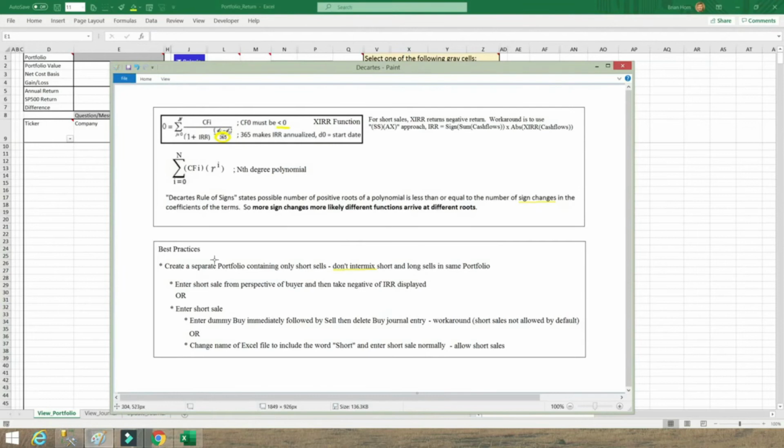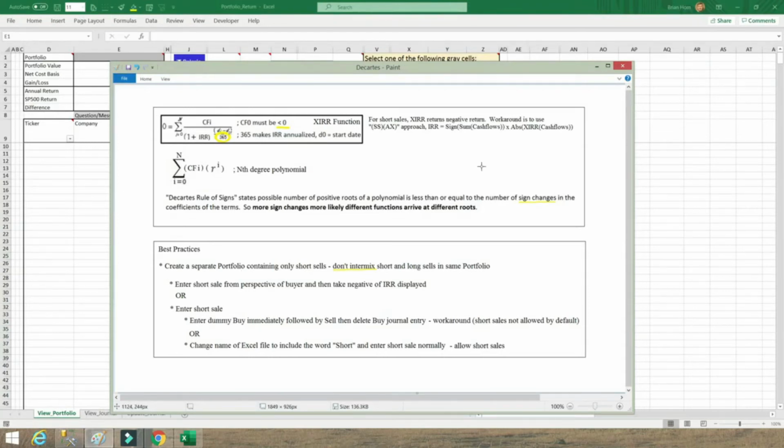Well, start off here with best practices. As mentioned earlier, it's best to not intermix short and long sales in the same portfolio for the reasons cited. So the first practice is to create a separate portfolio that will contain only your short transactions, your short selling and buying.